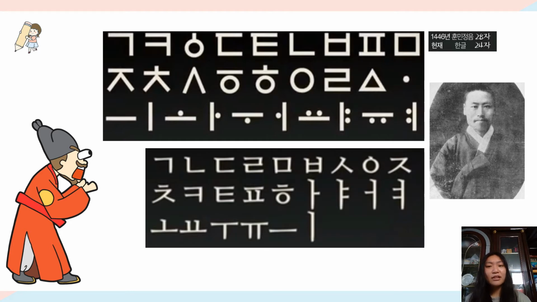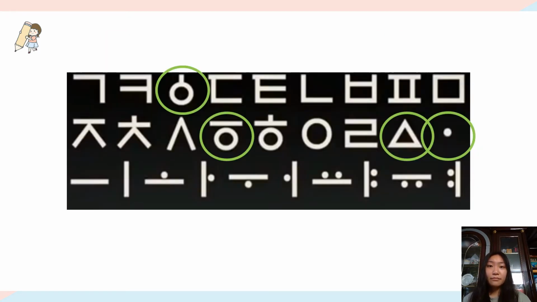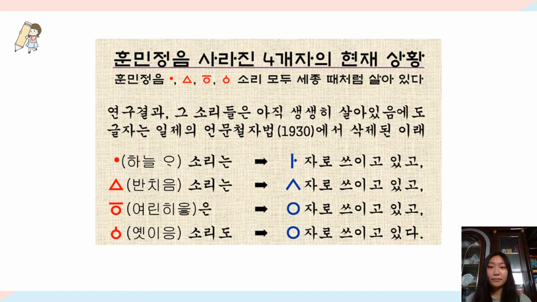But what happened to the letters that we no longer use today? Out of the 28 letters, the ones you see circled are the ones we no longer use today. Instead of using those letters, we actually replaced them or simplified the sound by using other letters in the Korean alphabet because they sounded similar and also had a similar purpose in writing words.